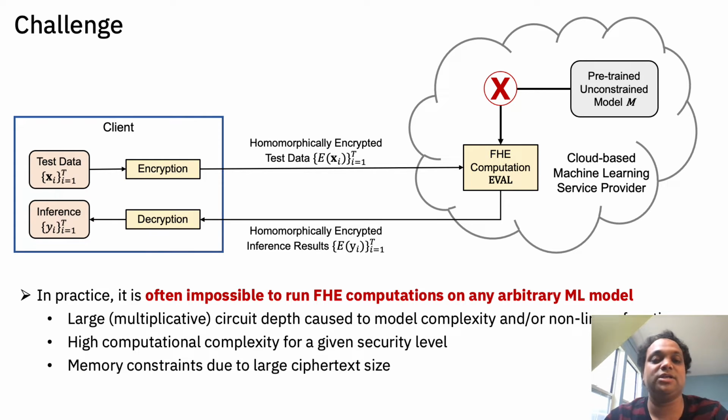And machine learning is obviously full of these kinds of functions. You have, for example, sigmoid, ReLU, and any reasonable activation function is highly nonlinear. So this makes applying fully homomorphic encryption techniques directly to machine learning in a straightforward way difficult.